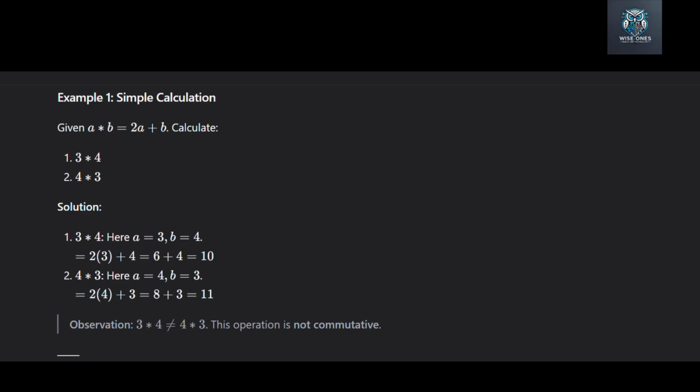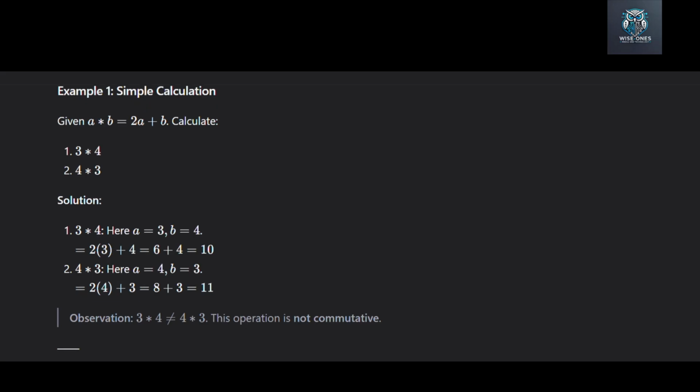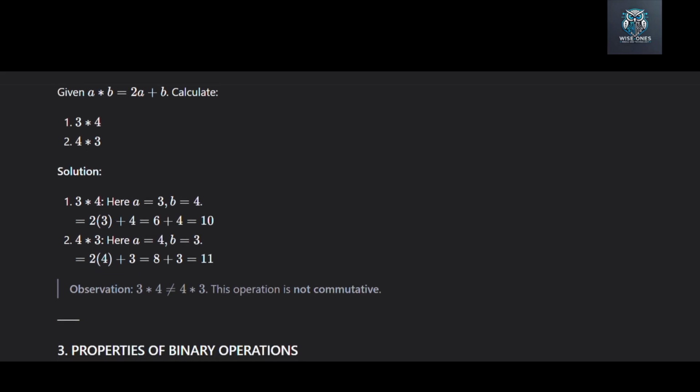Now for the second part, 4 star 3. Here, letter A is 4 and letter B is 3. Notice the order has changed. We substitute these values into the rule. 2 times A plus B, so we write 2 times 4 plus 3. 2 times 4 is 8. 8 plus 3 is 11. So 4 star 3 equals 11.